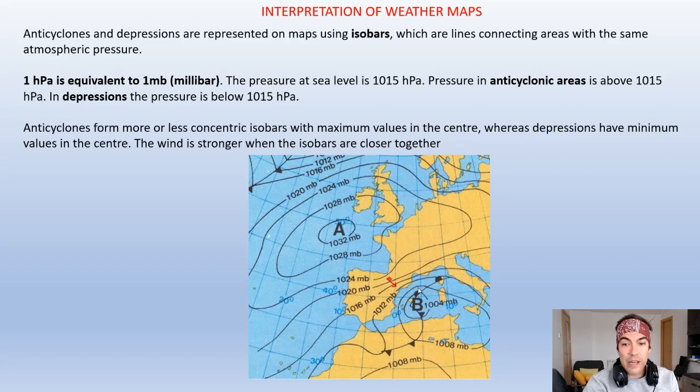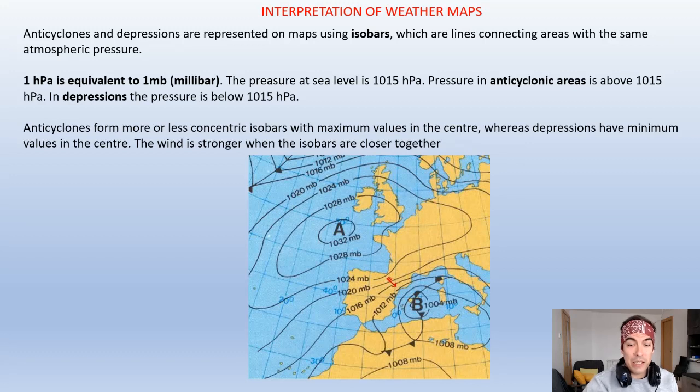So, we are here in the PowerPoint presentation of the Unit 4, the part of interpretation of weather maps. Here it is. So we have to know that in the weather maps we have anticyclones and depressions, which we know already what they are because we have studied them before. And we have to know that anticyclones and depressions are represented on maps using isobars, which are lines connecting areas or points with the same atmospheric pressure.